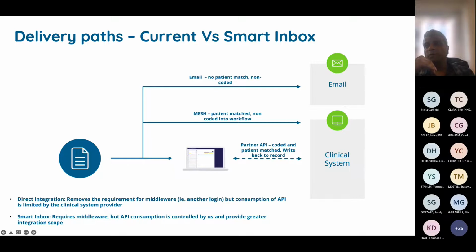Where we're going to is this bit of middleware, where we're going to be using partner APIs with both System 1, with both TPP and EMIS, and that will allow coded patient match presentations and the ability to write back a fully coded outcome back into the patient record. So it's a real step change in integration. And the reason we can do that is we're processing the consultation here in the Smart Inbox, and it's not being processed in the clinical system. So we have far greater levels of control in regards to how we can sweat the APIs, because they're all sitting on our side rather than the practice side. And we can control how it gets written back into the system.